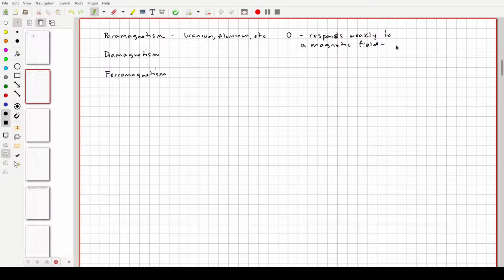So it's weakly attracted. Now we'll talk about what that means here in a moment. On the other hand, diamagnetic materials, for example, helium is one, have no real intrinsic magnetism.